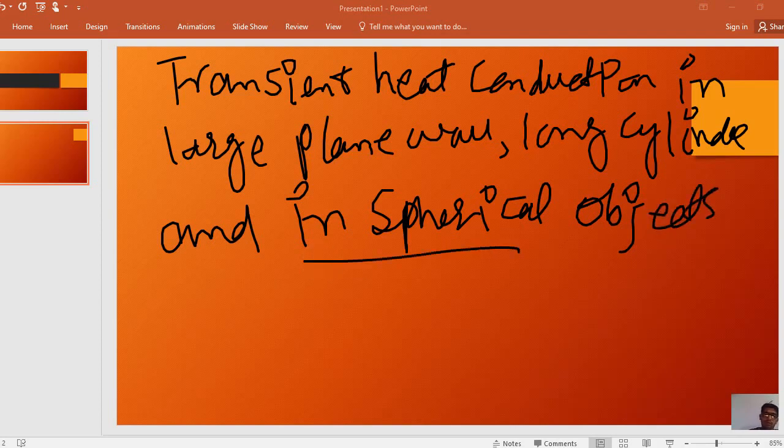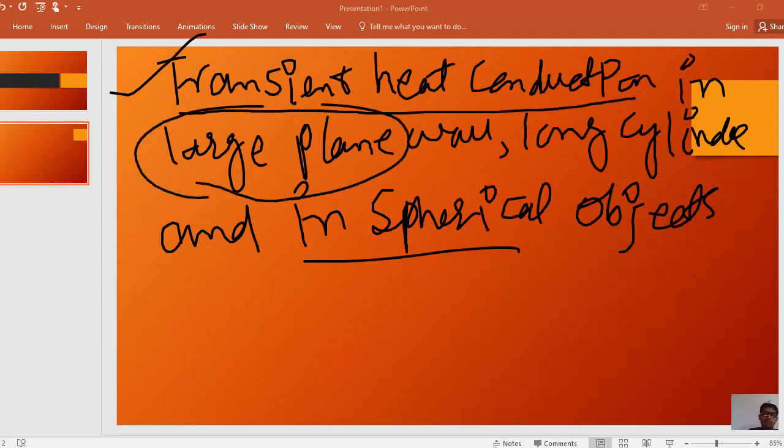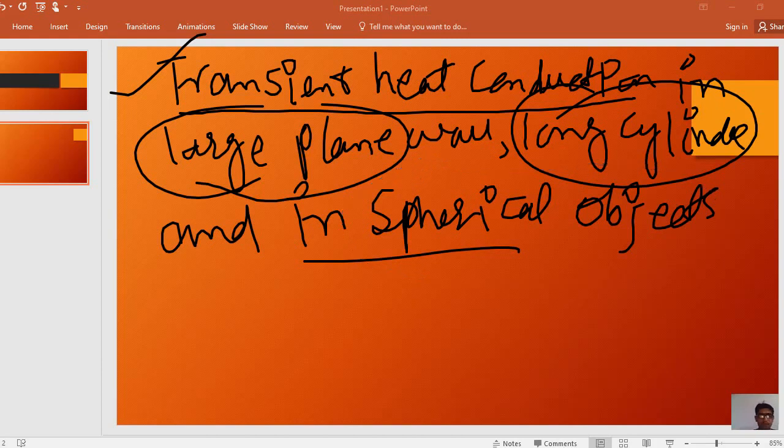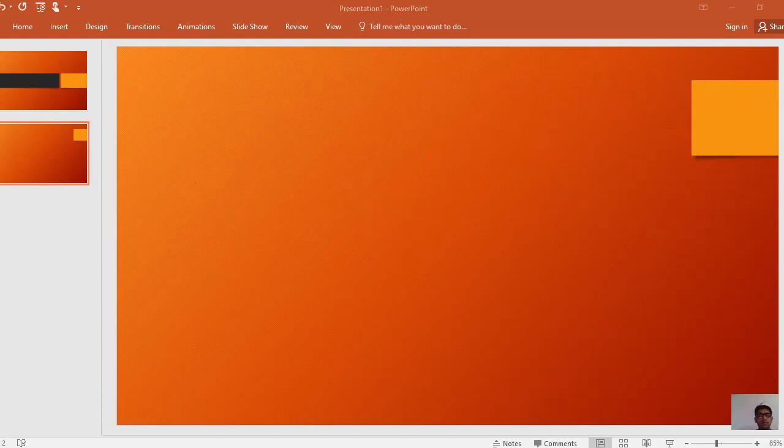In this lecture we will discuss the transient heat conduction in a large plane wall, the heat conduction in a long cylinder, and the heat conduction in the spherical object. So we have already discussed the transient heat conduction.